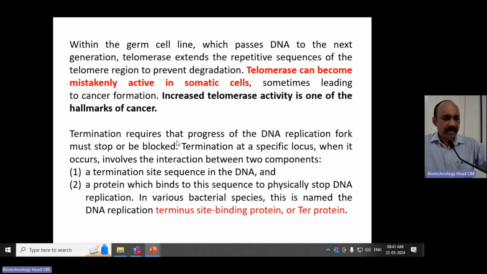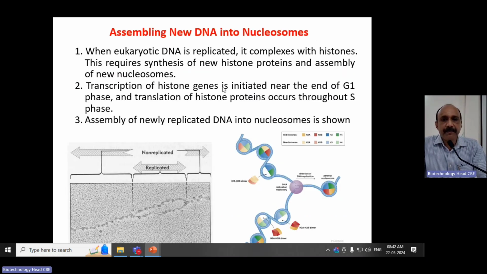So termination requires that the progress of the DNA replication fork be stopped or blocked. Termination at a specific locus involves interaction between two components: the termination site sequence in the DNA and the protein which binds to the sequence to physically stop the DNA replication. Some Tus or Ter proteins can also be involved in this, as in eukaryotic DNA replication.